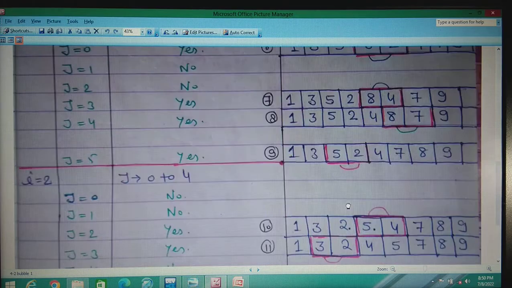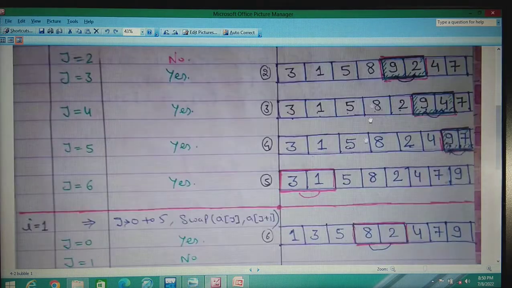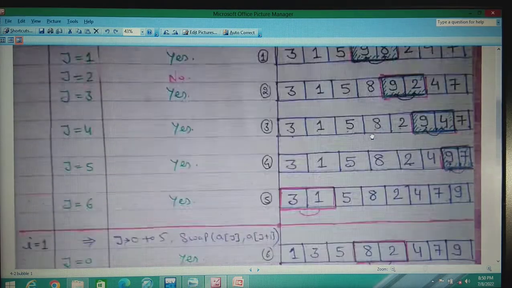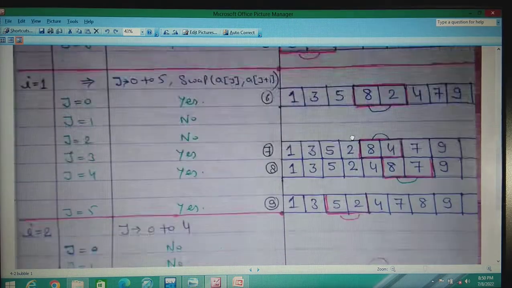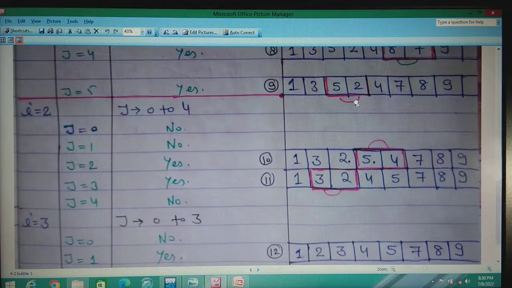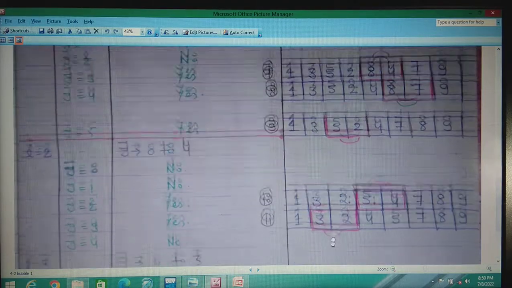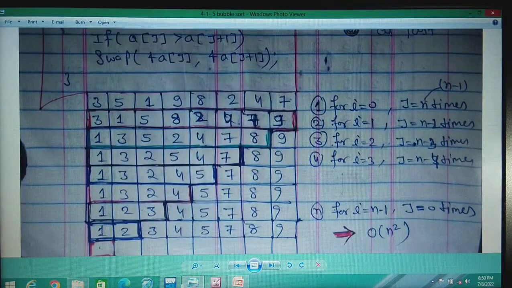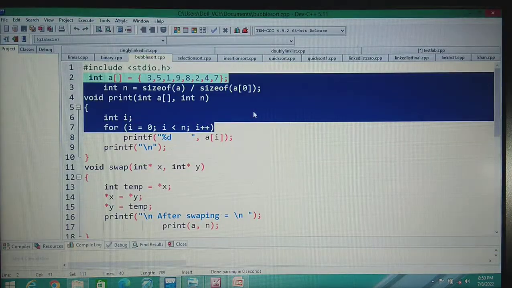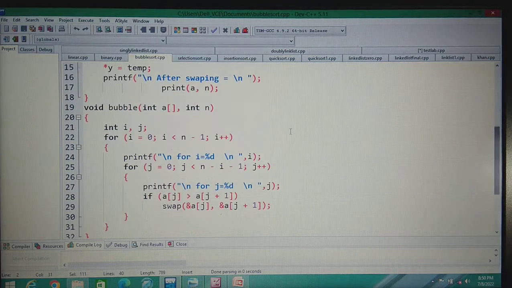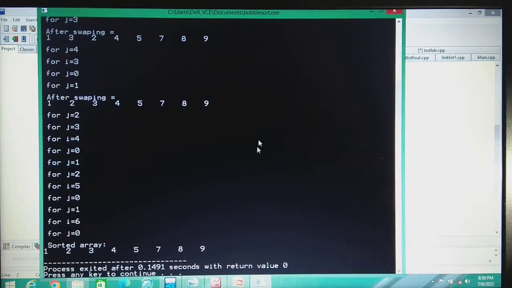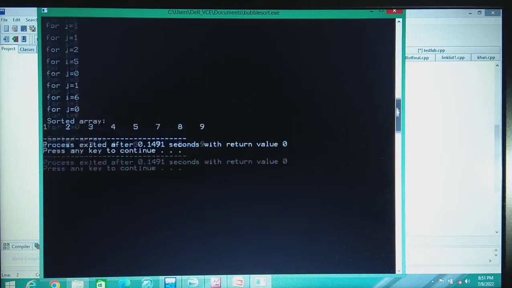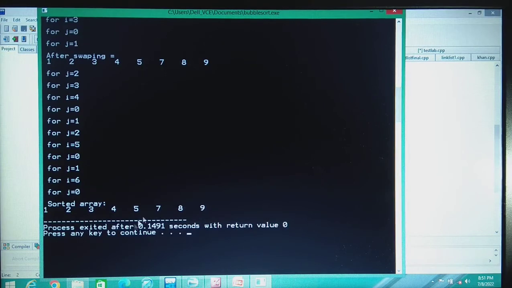In your exam you have to write this method. Already we have explained the shortcut method, the long method, and the coding, everything. This is the way to write and understand the algorithm, this is the shortcut method for how to remember it, and this is the program. If you compile, we have also shown how many swappings there are in this program, and the total execution time is 0.1491.